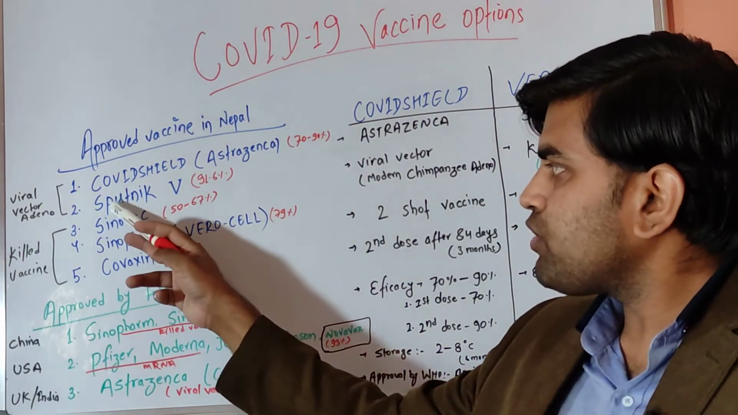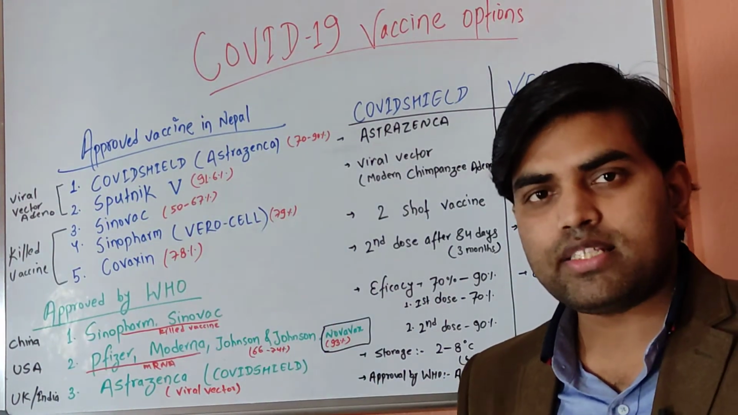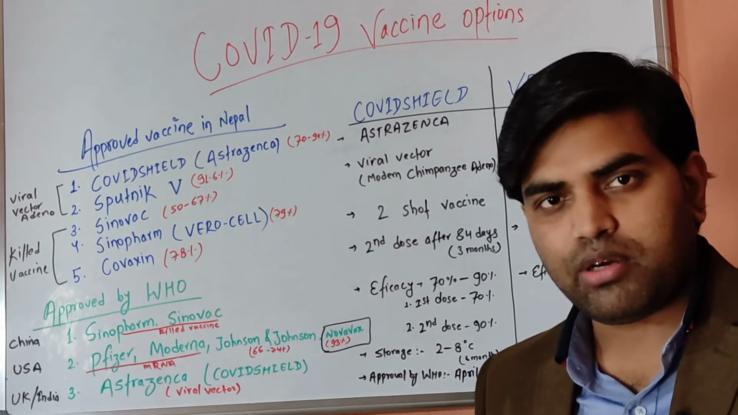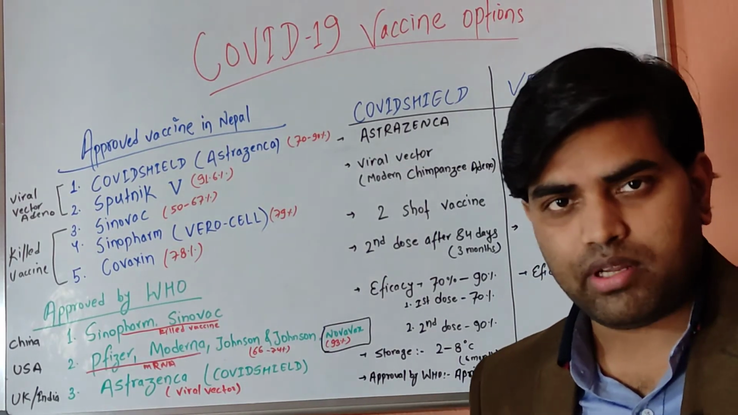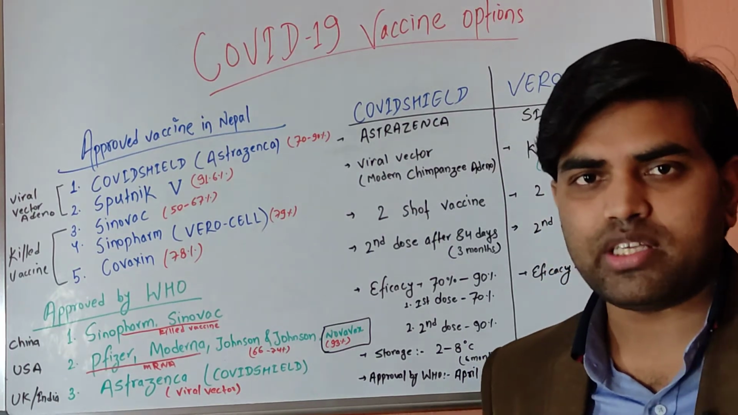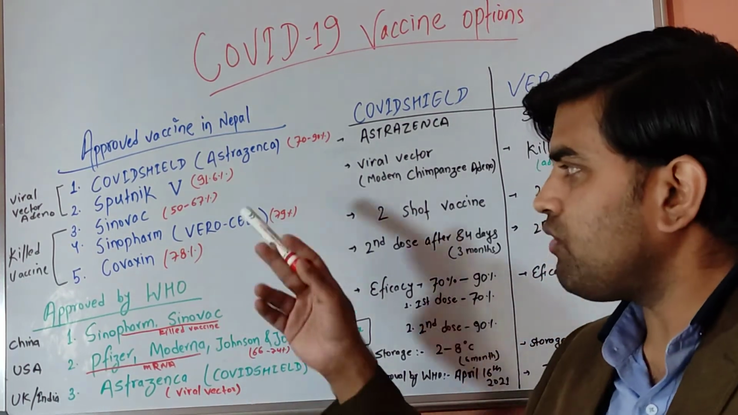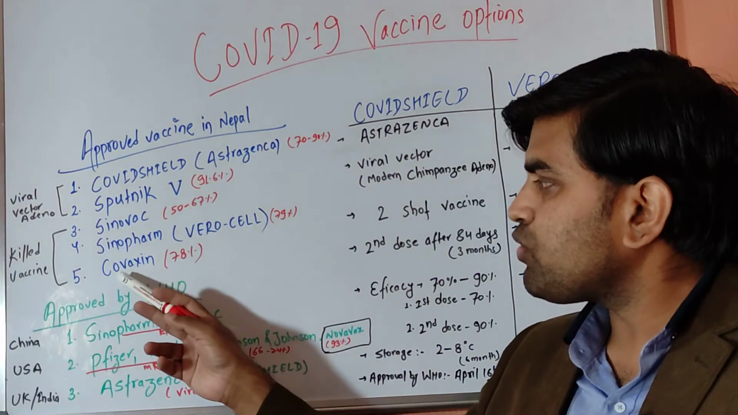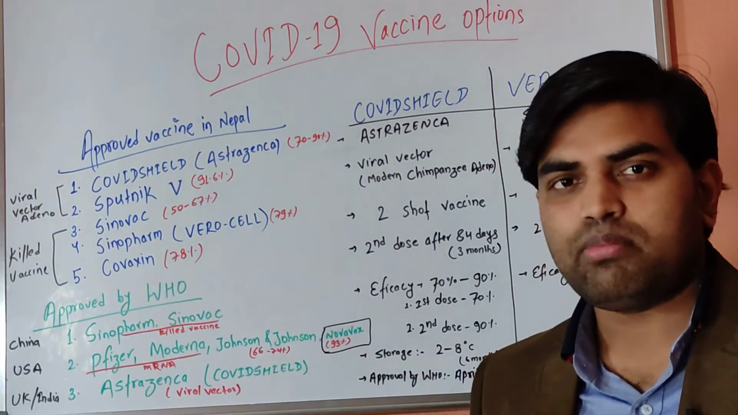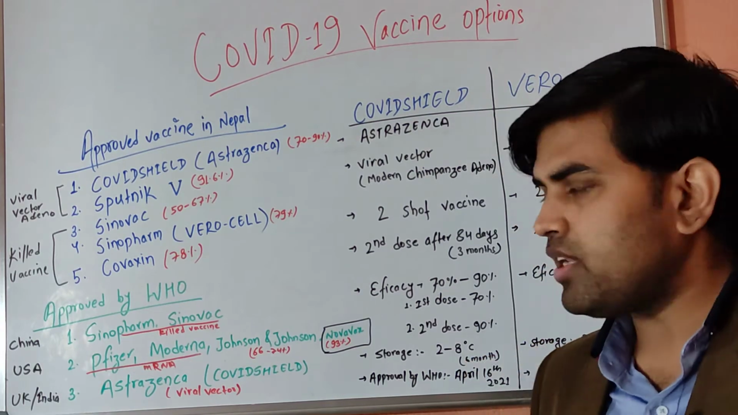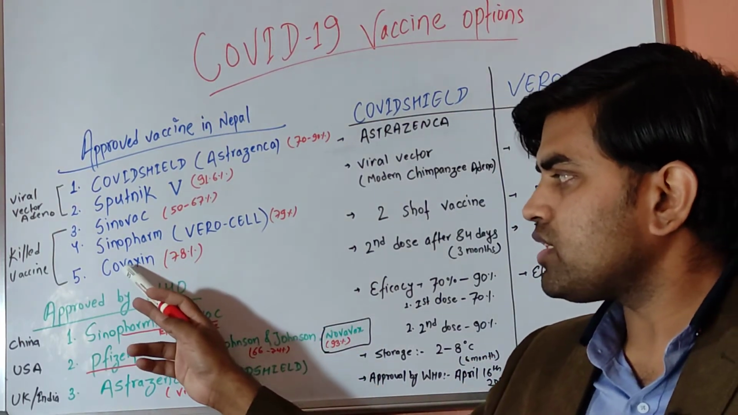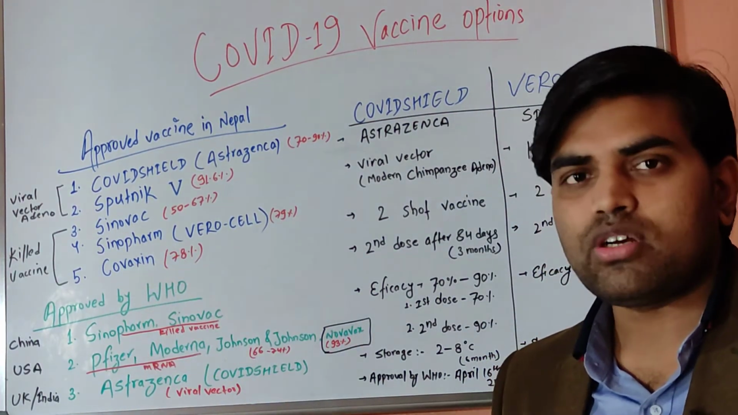Now talking about Sputnik V, that is a Russian vaccine that has been approved in Nepal, but it is not approved by WHO. And although it is approved by the Nepal government, it is not available here. Till now we have not a single dose of Sputnik V available in Nepal. Now coming to Covaxin, it is an Indian vaccine. Bharat Biotech has developed this. It is an Indian indigenous vaccine, and it is also a killed vaccine, but it is not yet available in Nepal.